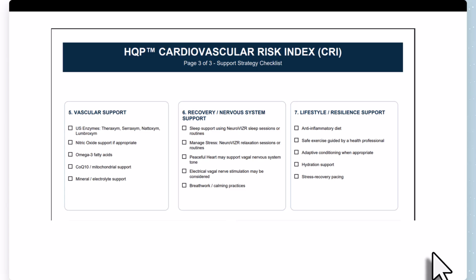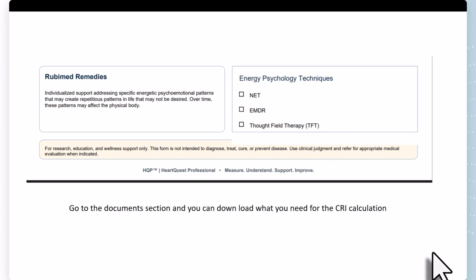Again, as I said, just as important as training is the recovery time. And so we also look at the emotional component. When we're looking at a high cardiovascular risk index, we also want to handle this aspect. So I like to use the Ruby-Med remedies, individualized support addressing specific energetic psycho-emotional patterns that may create repetitious patterns in life that may not be desired, where you keep repeating the same things over and over again. We want to break those patterns.